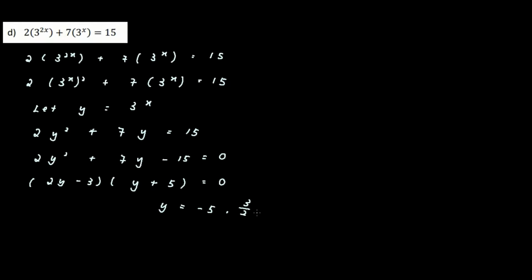After you get this, now you can put it back. You have y is negative 5, meaning 3^x equals negative 5. So how can you solve this? They are not in the same form, you cannot change them into the same base, right? So take log to both sides.